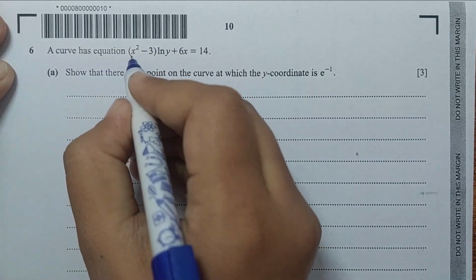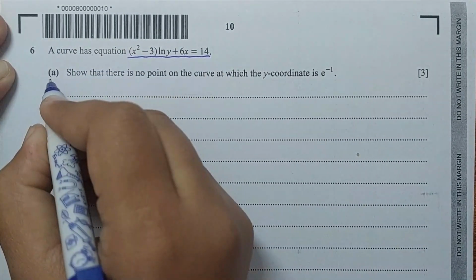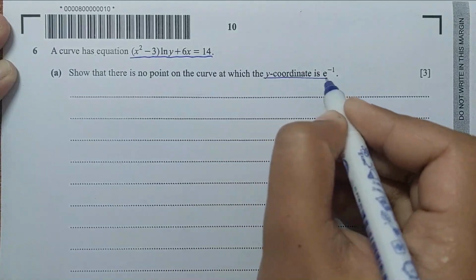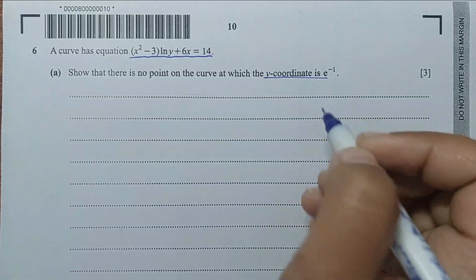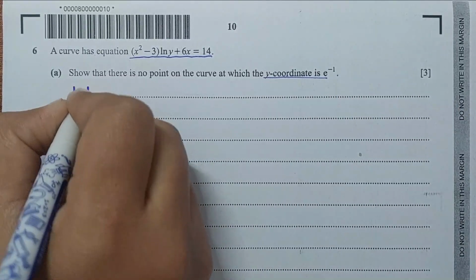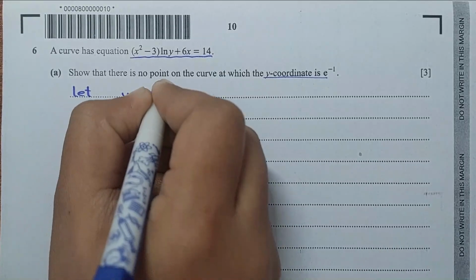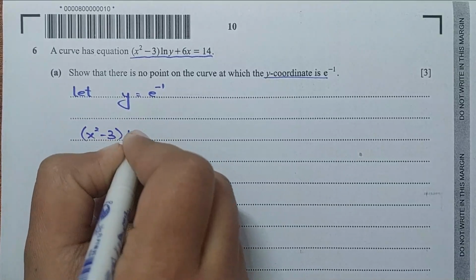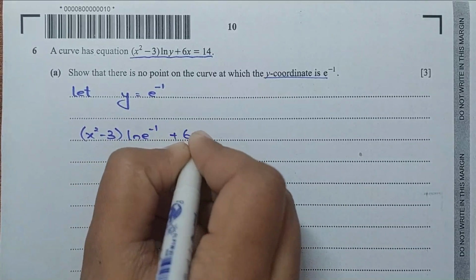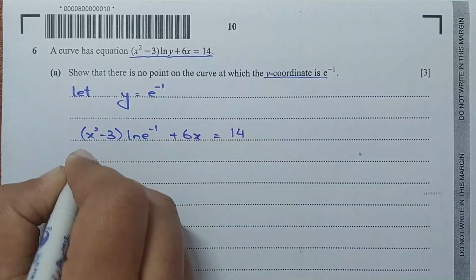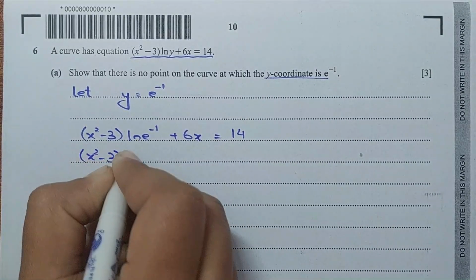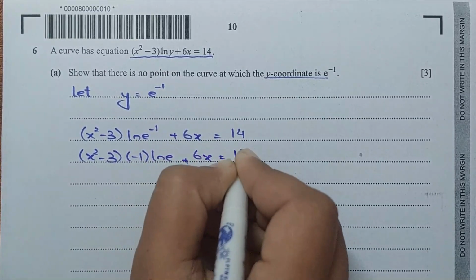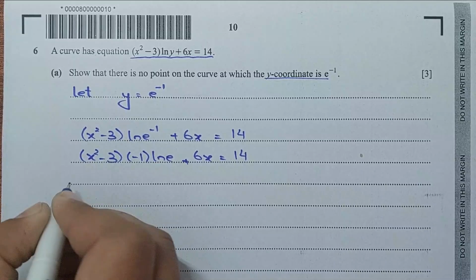Question number 6. A curve has equation. This is the equation of the curve. Part A, show that there is no point on the curve at which the y coordinate is e power minus 1, right? So we can say let y is equals to e power minus 1. Put this in the equation of the curve: x square minus 3 ln e power minus 1 plus 6x equals to 14. So x square minus 3, apply the property, minus 1 natural log of e plus 6x equals to 14. The power rule, right? Power comes before the natural log.